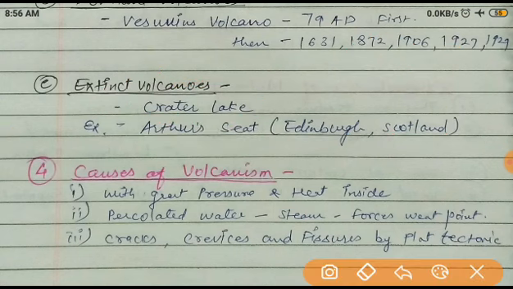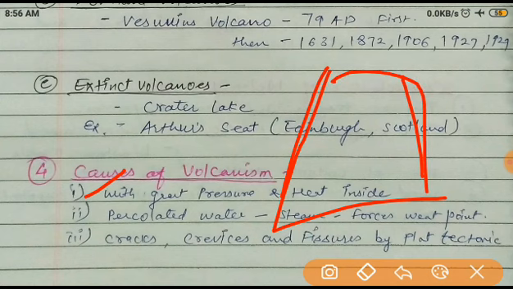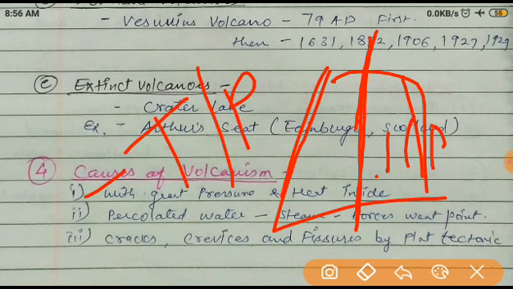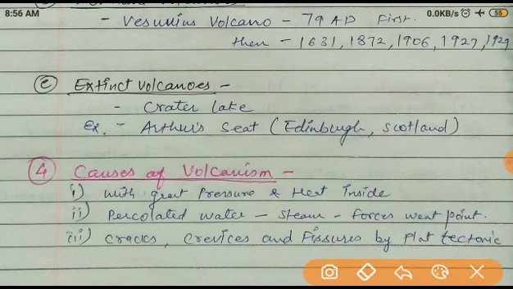Now let's see what are the causes of volcanism. What are the causes of volcanism? Basically there are three reasons. By these three reasons we can easily understand. So we know very well about that. This is the earth crust from top to bottom. As we go inside, temperature increases as well as pressure, because in the last chapter we have already discussed that temperature as well as pressure both increase as we go from crust to core. Crust to core, with great pressure and heat inside. So it is clear, the first reason is great pressure and heat inside.